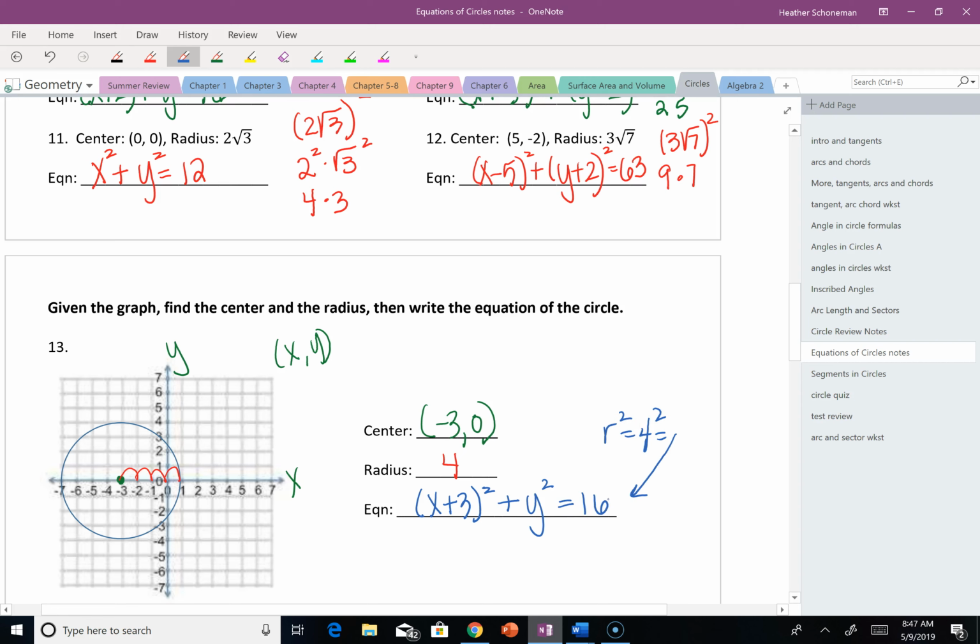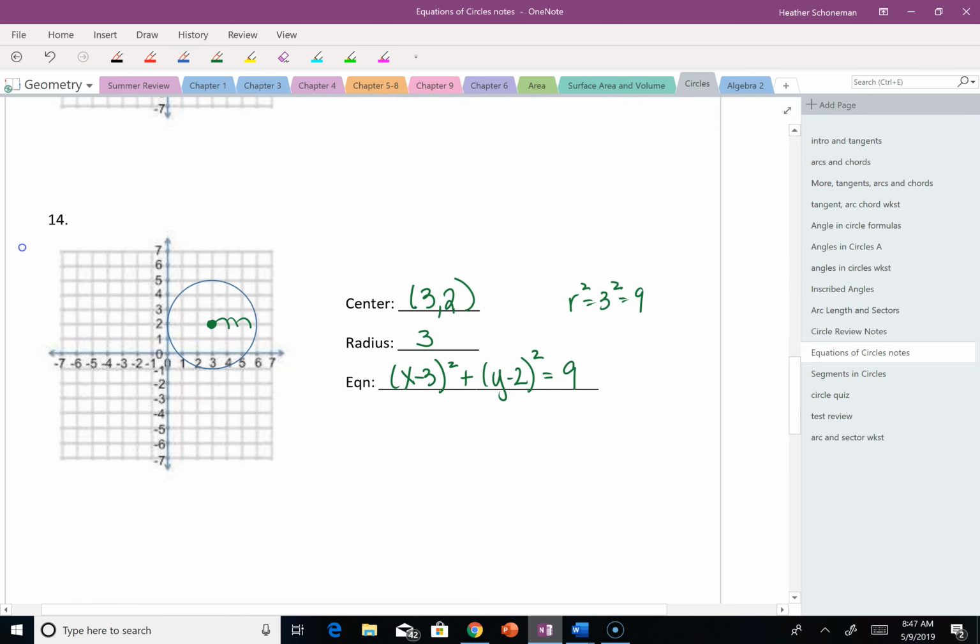I want you to pause the video and do example 14 on your own. Okay, let's check to see if you got 14 right. So the center I found was the point 3, 2, and I counted the radius of 3. So my equation was x minus 3 squared plus y minus 2 squared equals the radius squared, which is 9.